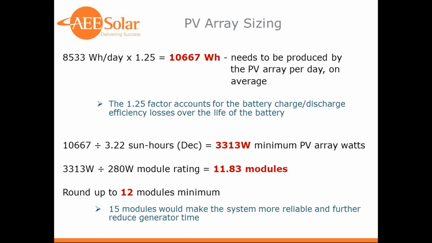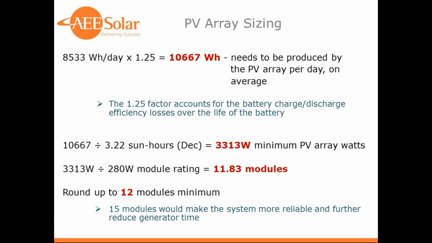So if we choose, for instance, a 280 watt PV module, we can divide that number by 280 watts, and it tells us we need 11.83 modules. Well, obviously, we're going to round up to 12 at that point. So the design is calling, in this case, for 12 PV modules rated at 280 watts each. However, going to 15 would certainly make the system more reliable and further reduce the generator time.